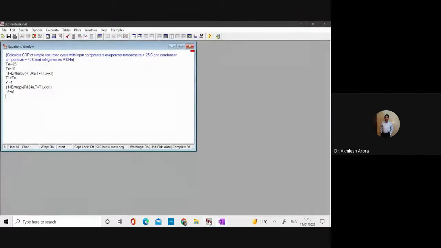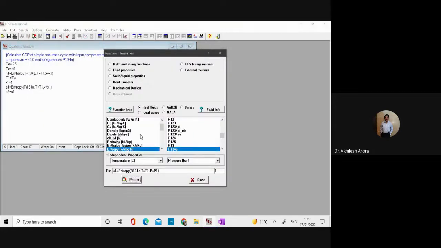So let us go back to the options window, go to the function information. Now I need pressure. So this is the saturation pressure for R134A, and I have to write independent properties, which is temperature here. So instead of 1, I can write it as C. The moment I write C, you can see the format of the equation: P sat C is equal to P sat underscore sat R134A, T is equal to TC.